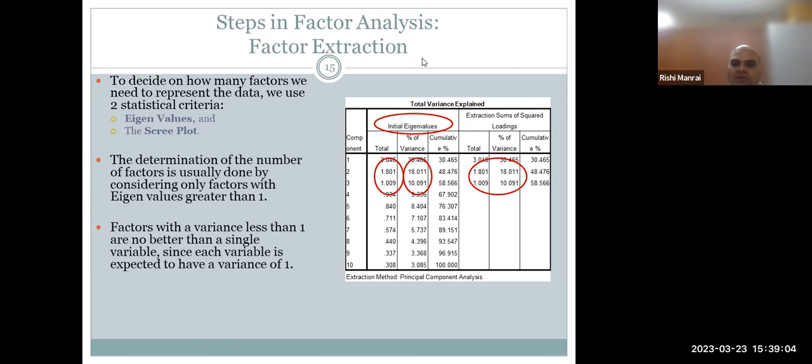Now we are talking about the variance. The variance explained by the eigenvalues is 3.046 in the first one, 1.801 in the second one, and 1.009 in the third one. I'm talking about column number 2, which is the total variance explained by the initial eigenvalues. Below that, the component number 4 has 0.934.